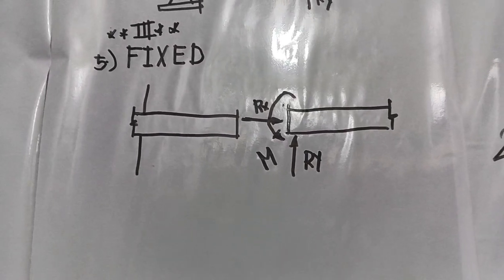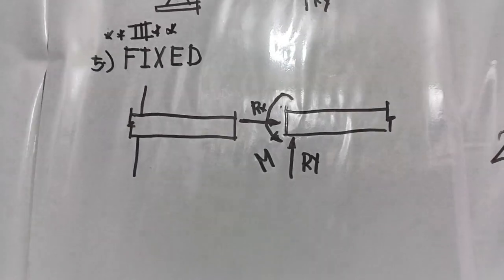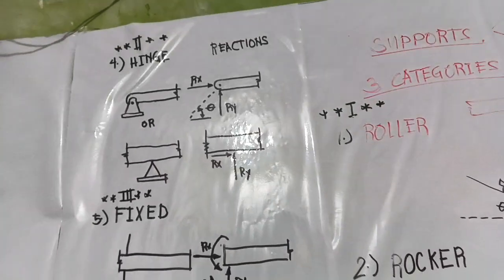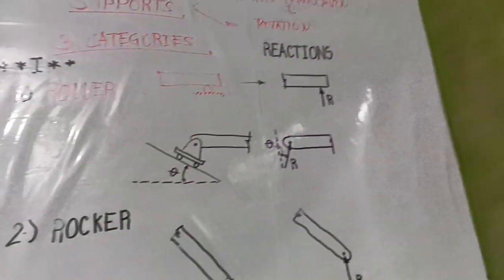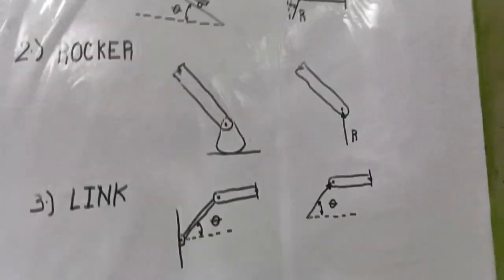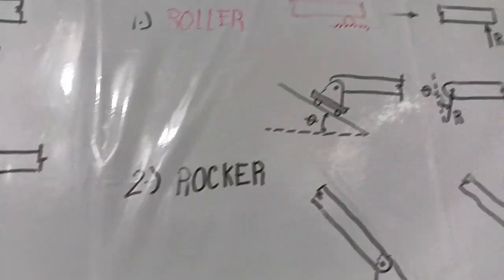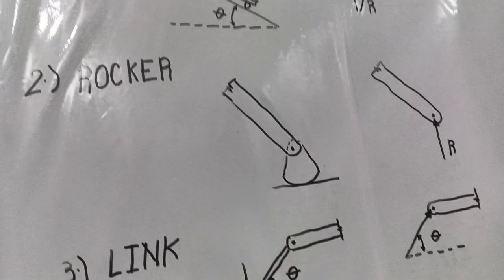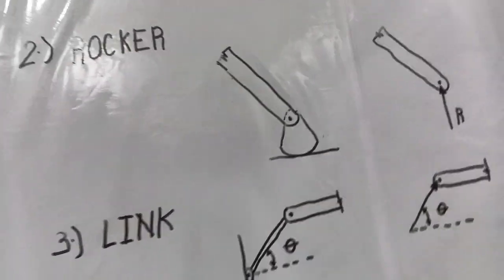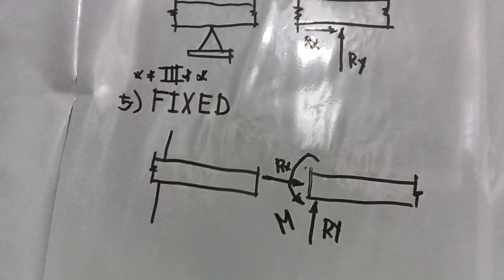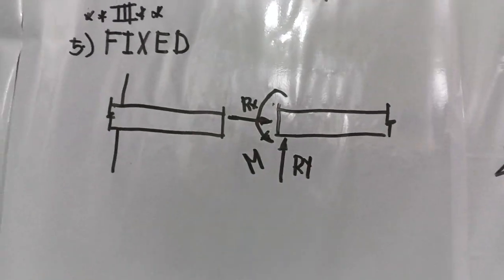Okay, so yun na, that concludes all of the types of supports that we can use when we are building our structures. Okay, so recap lang tayo. So, three categories. Yung una lang naman yung marami: roller, rocker, and link. Yan lang. Yung pangalawa nating category is hinge lang. And then, fixed yung last.